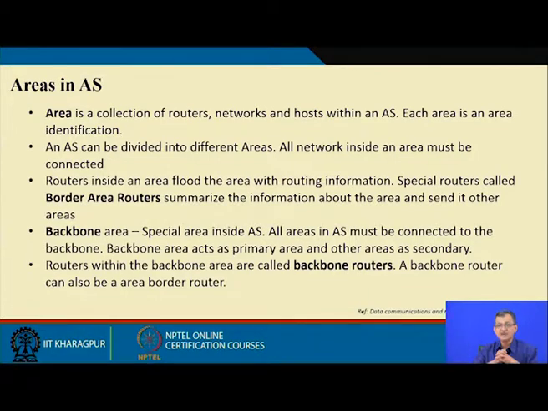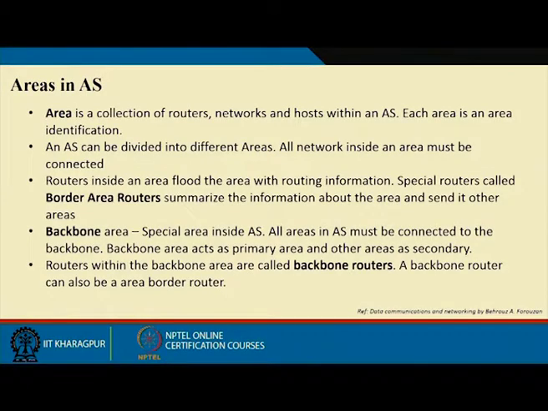All networks inside the area must be connected. So, all the networks within the area should be connected. That means an area is a connected network scenario where there are routers, networks, hosts, etc. Routers inside an area flood the area with routing information. So, what we see is that the whole internetwork is divided into different areas, and routers within the area share information or flood information inside that area.